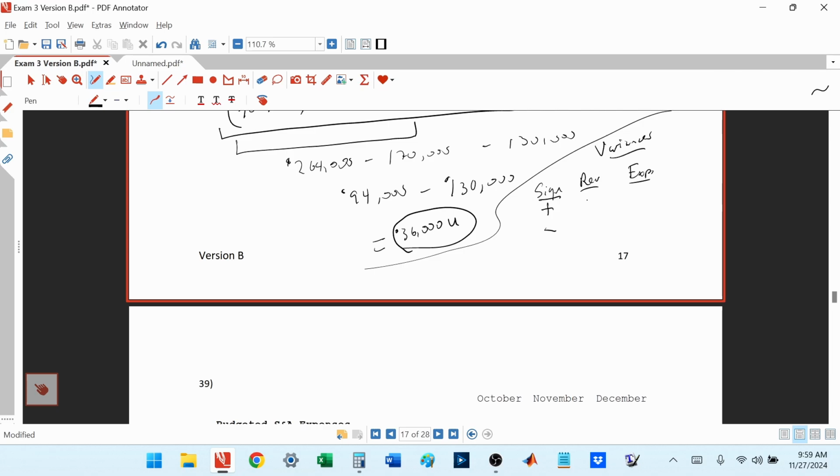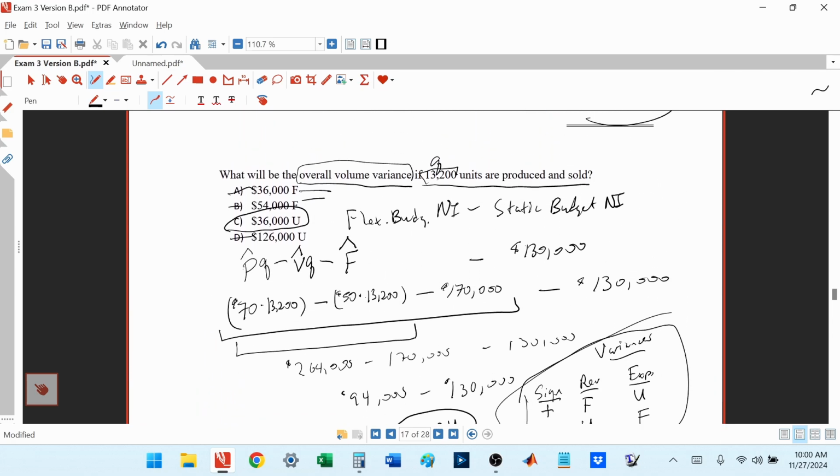If it's a revenue variance and the sign is positive, then that's favorable. If the sign is negative, that's unfavorable. If it's an expense variance and the sign is positive, that's bad. Right? Actual expenses minus budgeted expenses, that's the variance. And if that is positive, that means we actually spent more than we should have spent. So that's bad. And if it's negative, then that's favorable. So if you just memorize this.